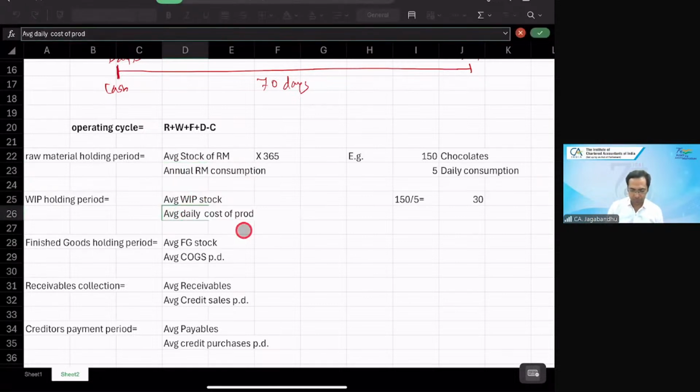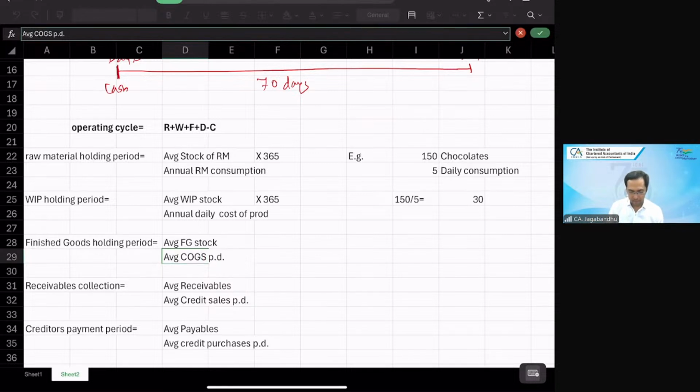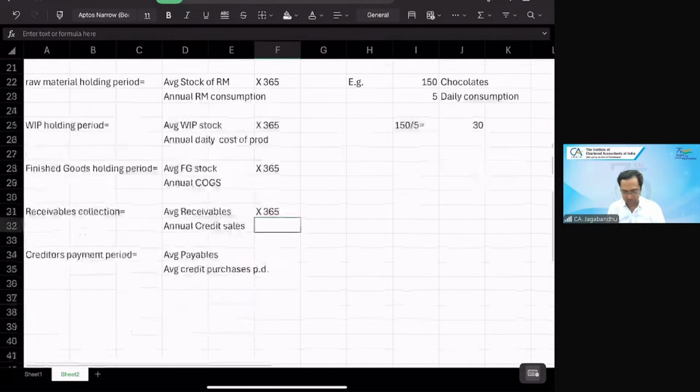Same way over here also, we can say this as annual daily cost of production into 365. Then finished goods holding period is again going to be annual COGS multiplied by the same 365. All our formulae, instead of taking figures on a per day basis, we can take the annual figure, and in the numerator we can multiply with 365.